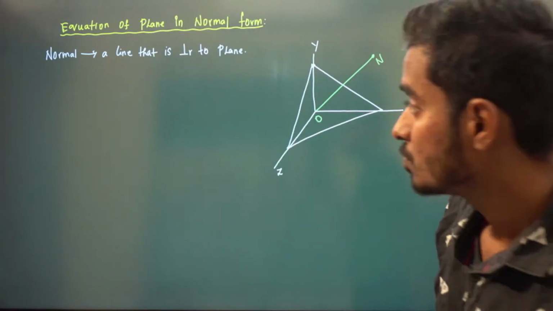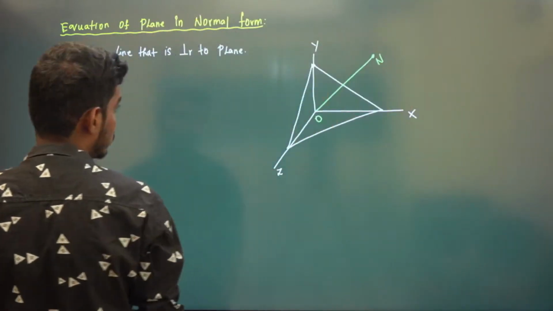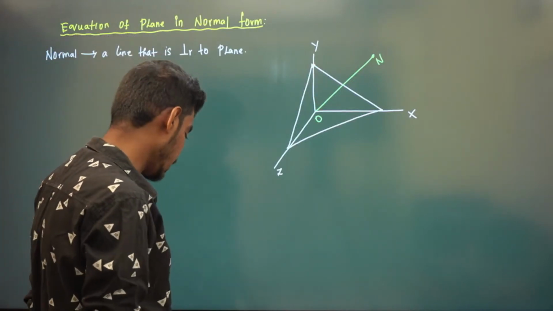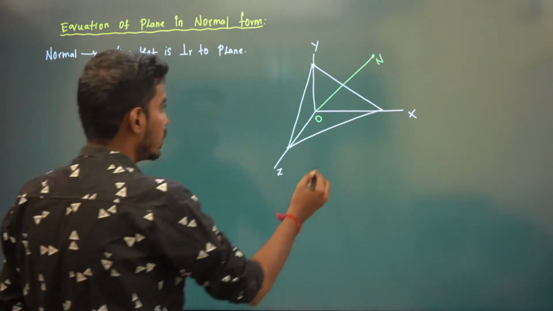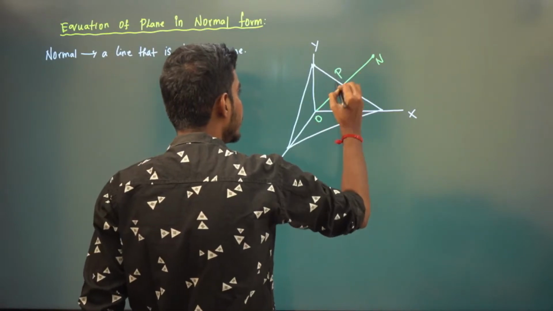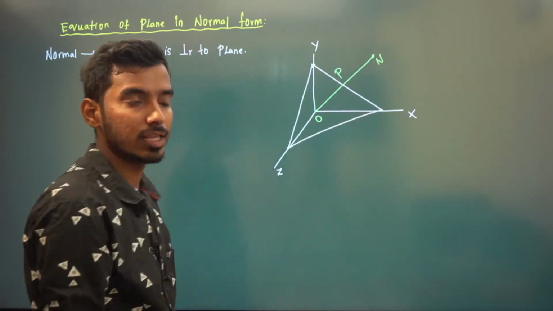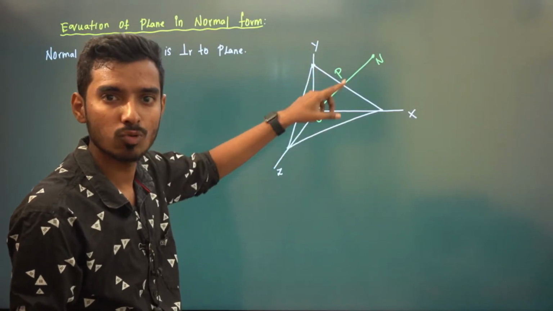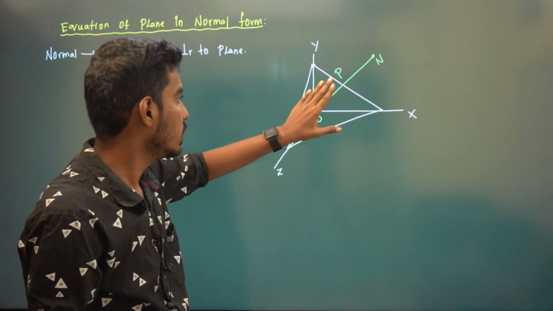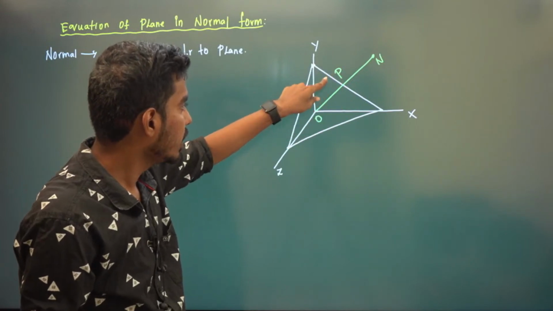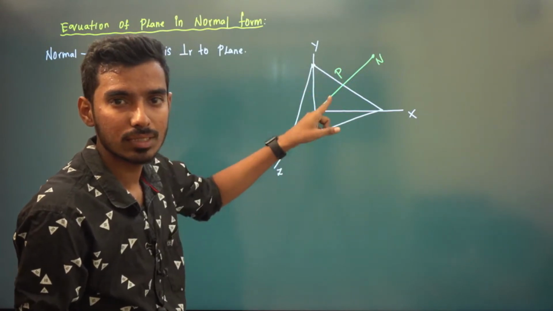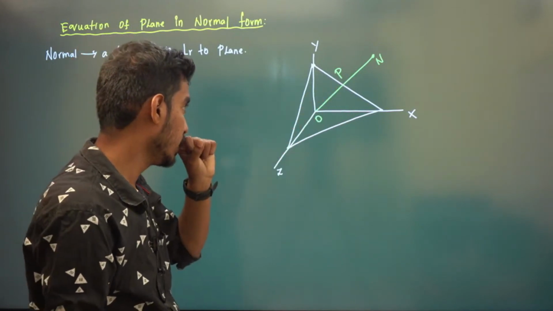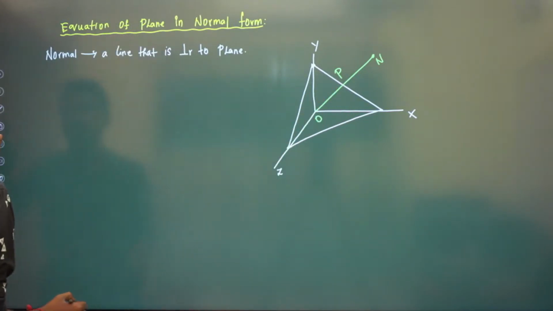Now, let ON be the normal, and let us name P to be the length of ON. This P is the length of the perpendicular, because ON is perpendicular to the plane. So let ON be the normal, and let P be the length of the perpendicular distance, which is ON. So let us assume three things now.